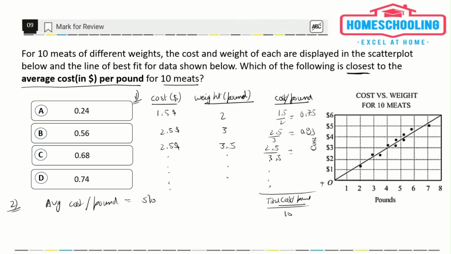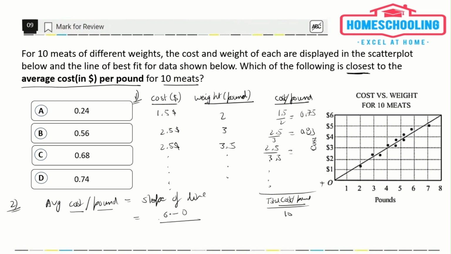So average cost would be the slope of the line, that is, as we can see, y-axis divided by x-axis. So on the y-axis, the highest value is 6 and the lowest value is 0, divided by, on the x-axis, the cost per pound, because we have to find cost per pound.